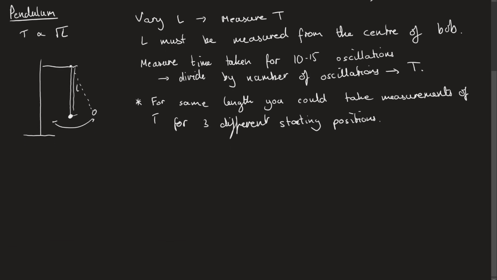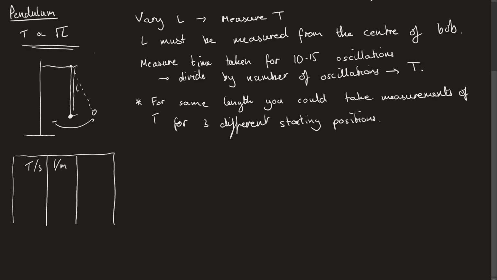So now we have results. We obviously need to take these results in a table. We're going to have basically the time period in seconds, and we're going to have the length of the wire, or the length of the string, which we're going to measure in meters. And we're trying to prove this proportionality, so we actually want to plot a graph of root of L, which is meters to the half. All of these have to have the uncertainties, so make sure you're adding your errors in this whole thing. So make sure your errors are present.